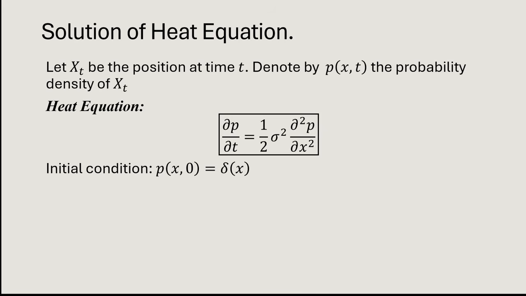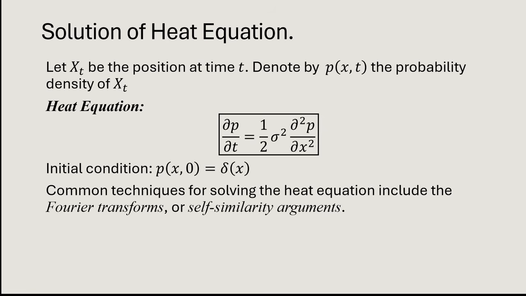Since the initial position x_0 is 0, the initial condition for the heat equation says p of x and 0 equals delta of x. It's a direct delta function. Common techniques for solving the heat equation include the Fourier transform or self-similarity argument.